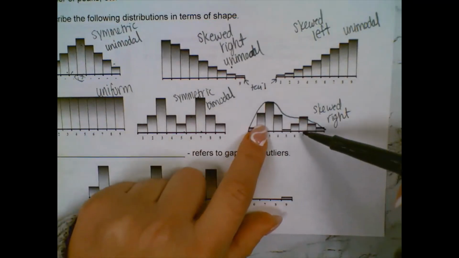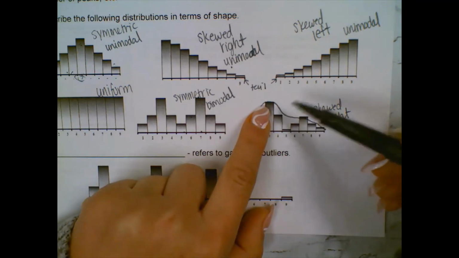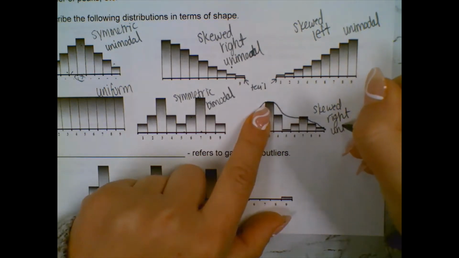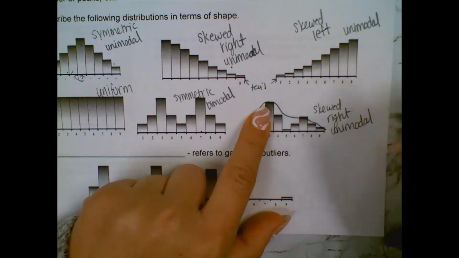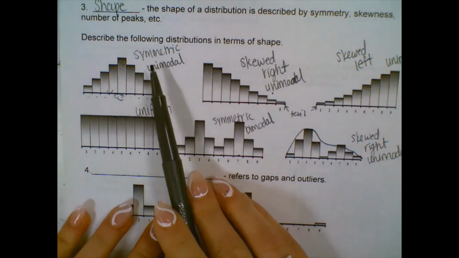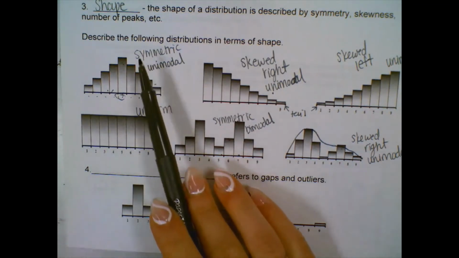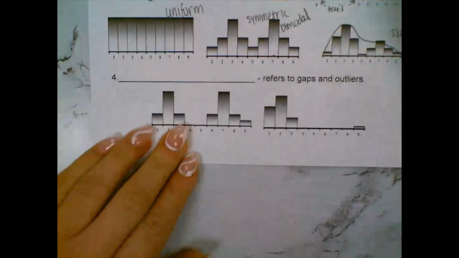And then here, yes, we do have what you would kind of see as two different peaks, but I only have one of them occurring the most, so this would be unimodal as well. So for each of these, we describe the shape, and part of describing the shape is also telling how many numbers occur the most. So you'll always have two descriptors for that.